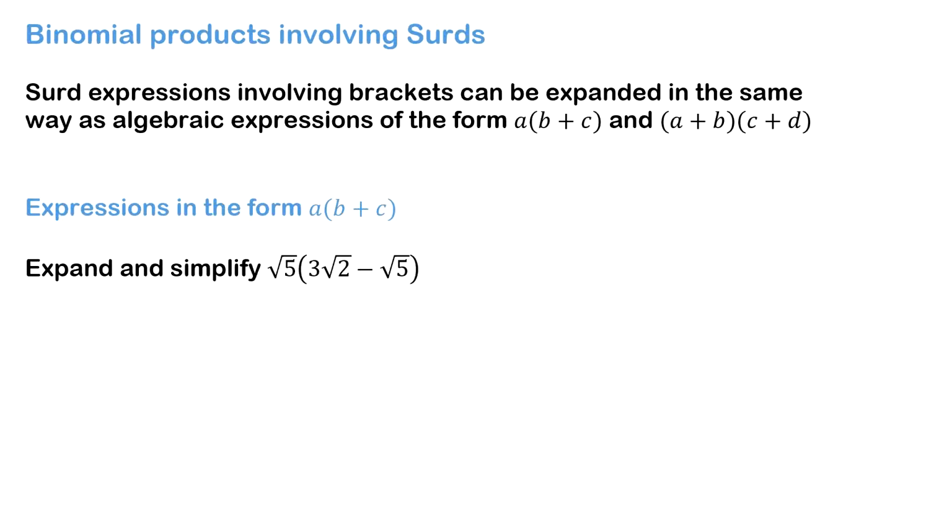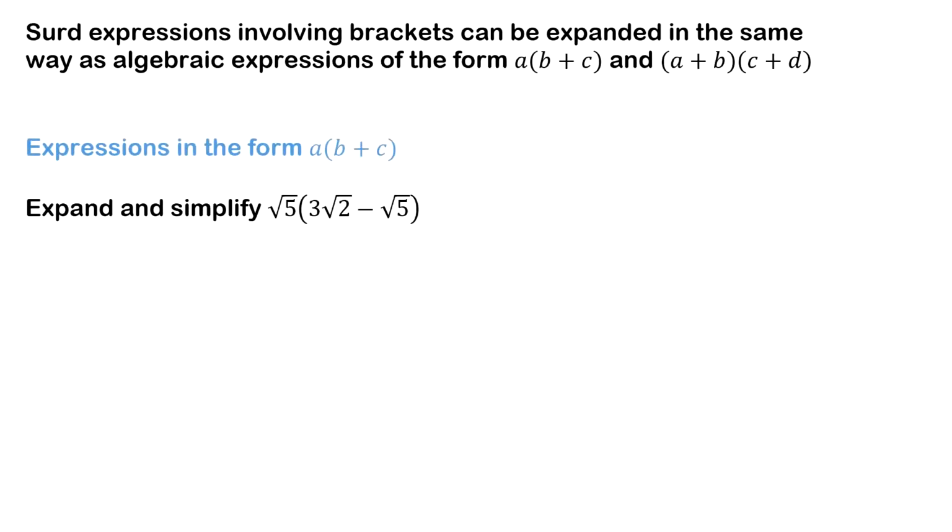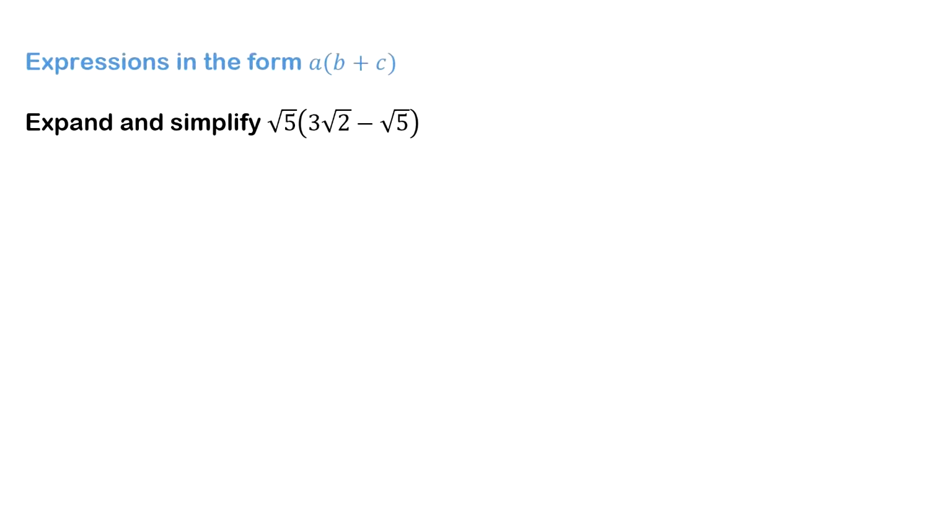In this video, we are looking at binomial products involving surds. Surd expressions involving brackets can be expanded in the same way as algebraic expressions of the form a(b plus c), or (a plus b)(c plus d). If you remember, we use a system called arrows, where you draw the arrows which show the multiplications that are occurring. So I'll do an example here.